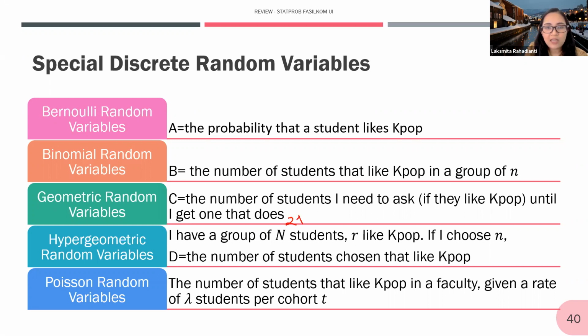21 students in this class. I know that 6 of them like K-pop, and I'm just going to select 2 of them to accompany me to watch an online concert.